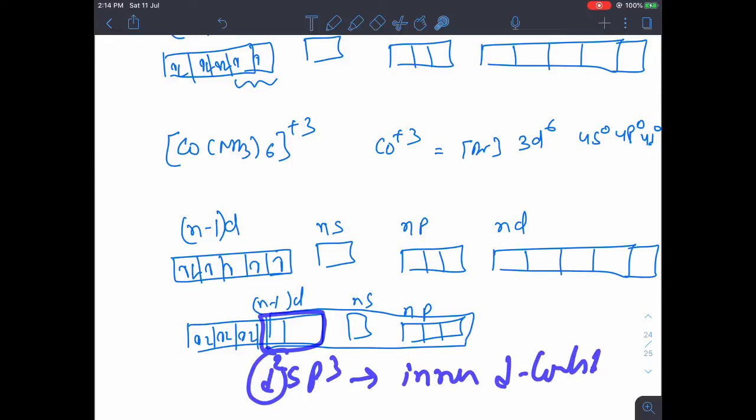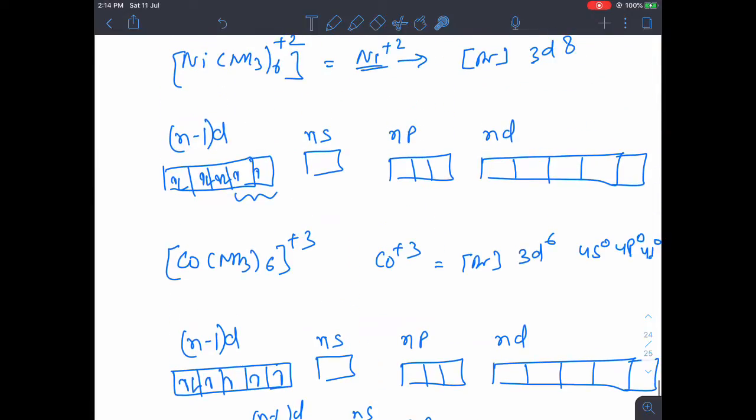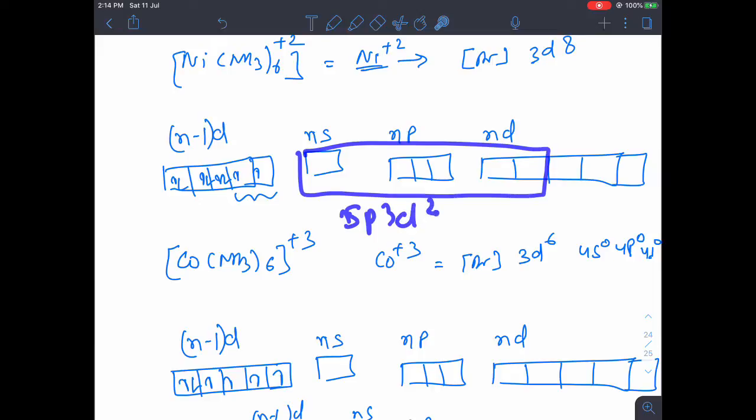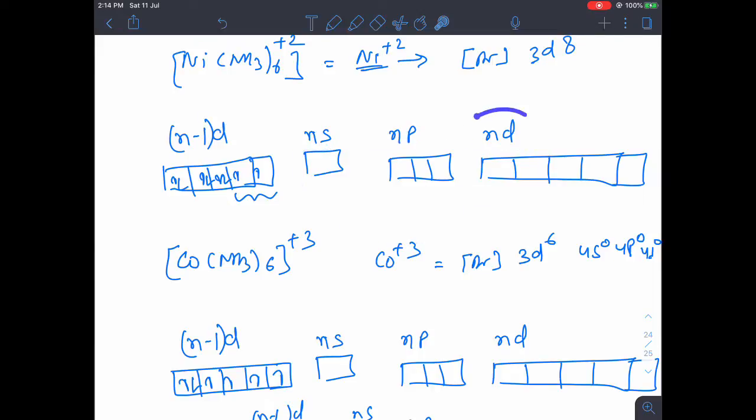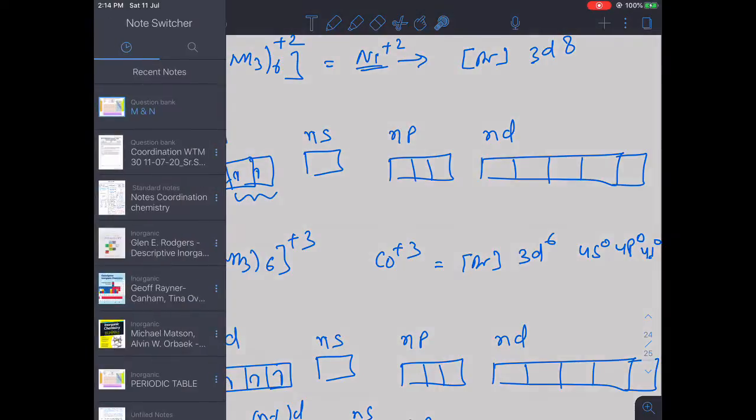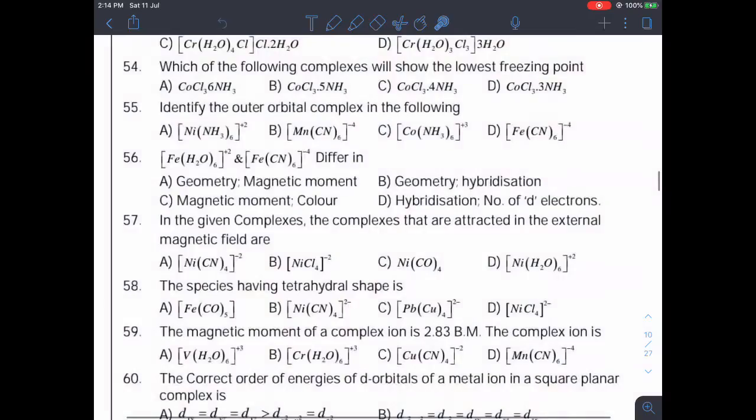And in the previous case, it was using sp3d2, so it was named an outer d complex, because it is using the outer d, not the (n-1)d ns. Fine. So now let's move to another question.